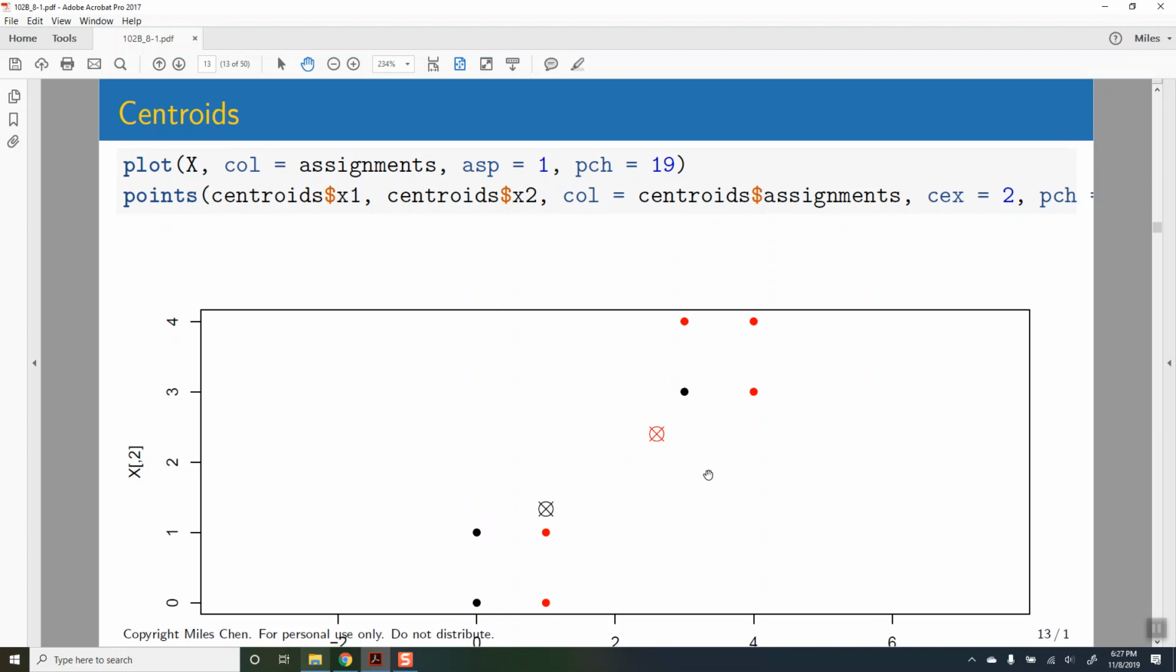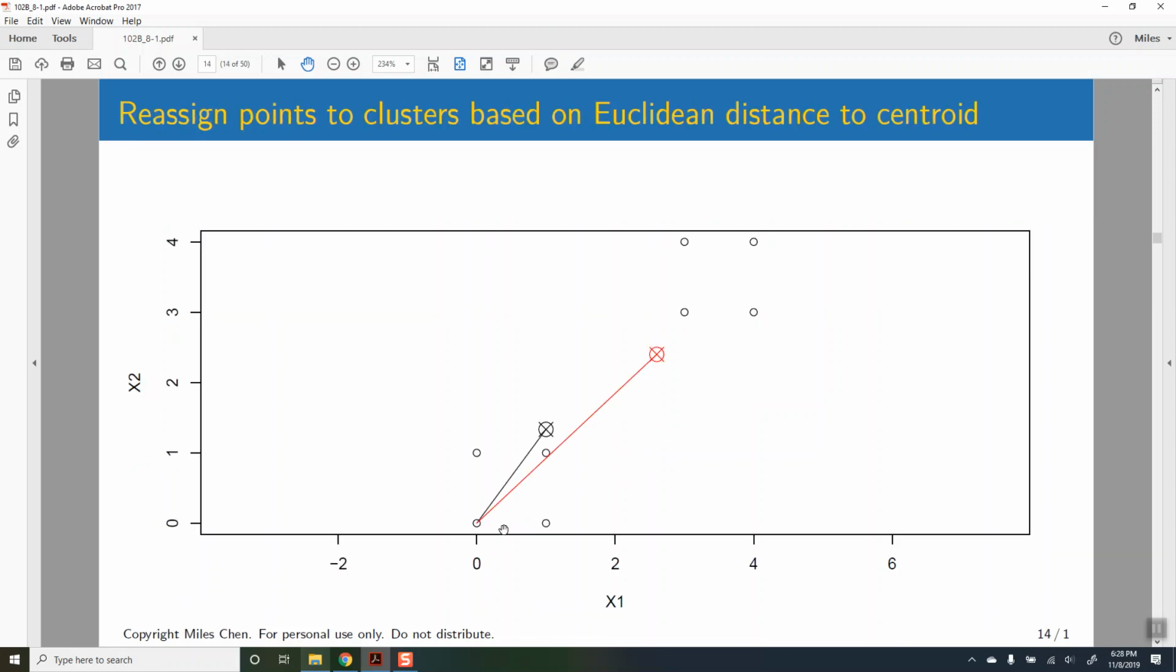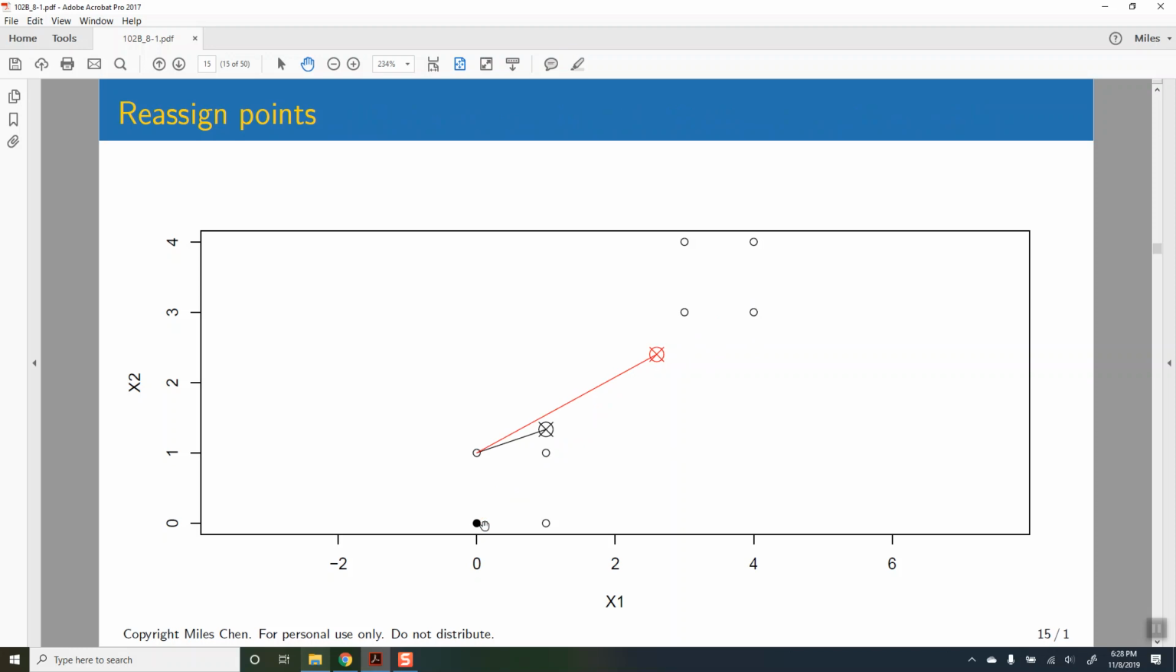This is a little silly, but we go through every single point and ask, is it closer to this centroid or to this centroid? I'm going to start here. Right now none of the points are assigned. Is this point closer to the black or the red centroid? It's closer to the black centroid, so it gets assigned to black. This one, closer to the black. And this one, the black centroid is closer. And this one, the black centroid is closer there too.